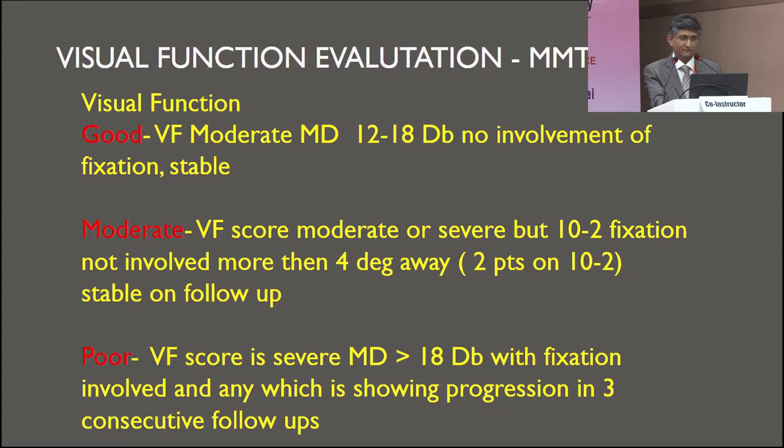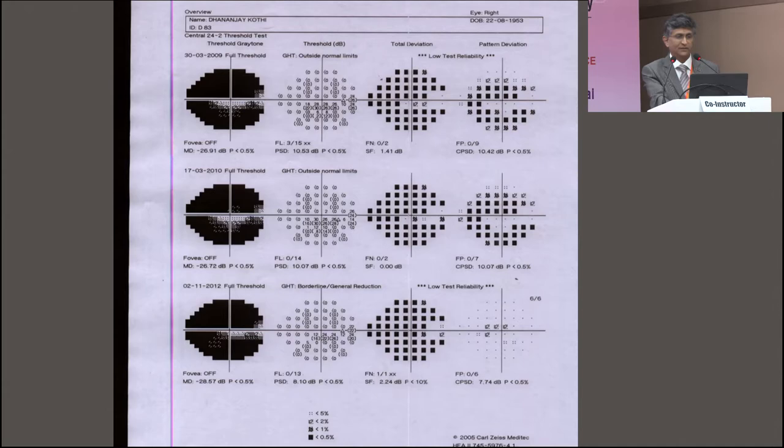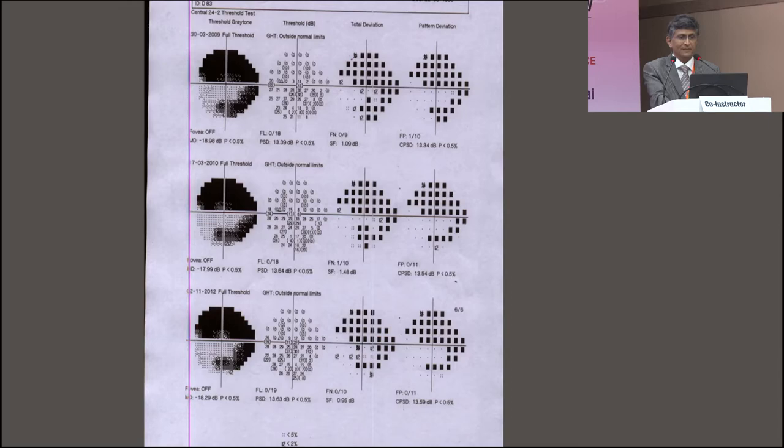And the next and the last are the poor visual field status patients, who have severe visual field defects with mean deviations more than 18, 20 or more, 25, with fixation involved, and any of which is showing progression. So even if the visual field function is moderate but shows progression in 3 consecutive fields, it is graded as a poor visual field function patient. This is a kind of patient you see sometimes. It is an advanced defect, and over time there is progression. As compared to this is a patient who over time is not showing much progression.